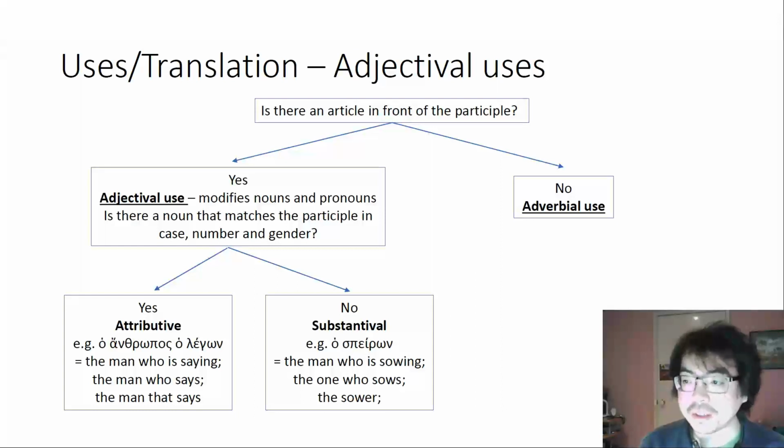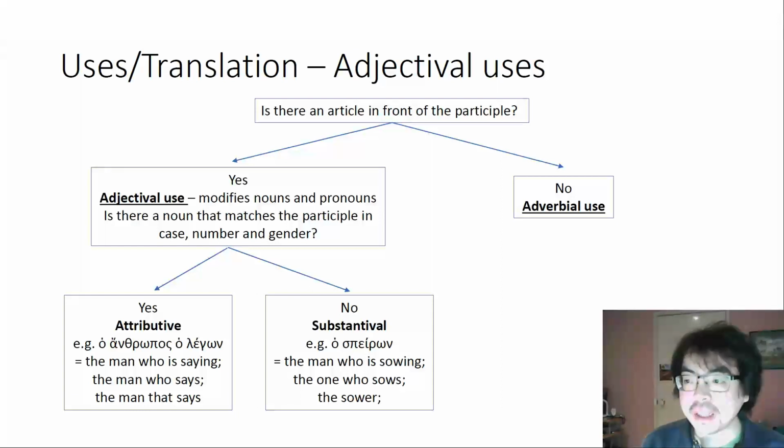As a rule, if there is an article before the participle, it will be used adjectivally. If not, it will be used adverbially. For the adjectival use, if there is a noun that matches the participle in case, number, and gender, then the participle is used attributively, like an adjective that adds to the noun. If not, it is used substantively, where the participle stands in and acts as a noun.